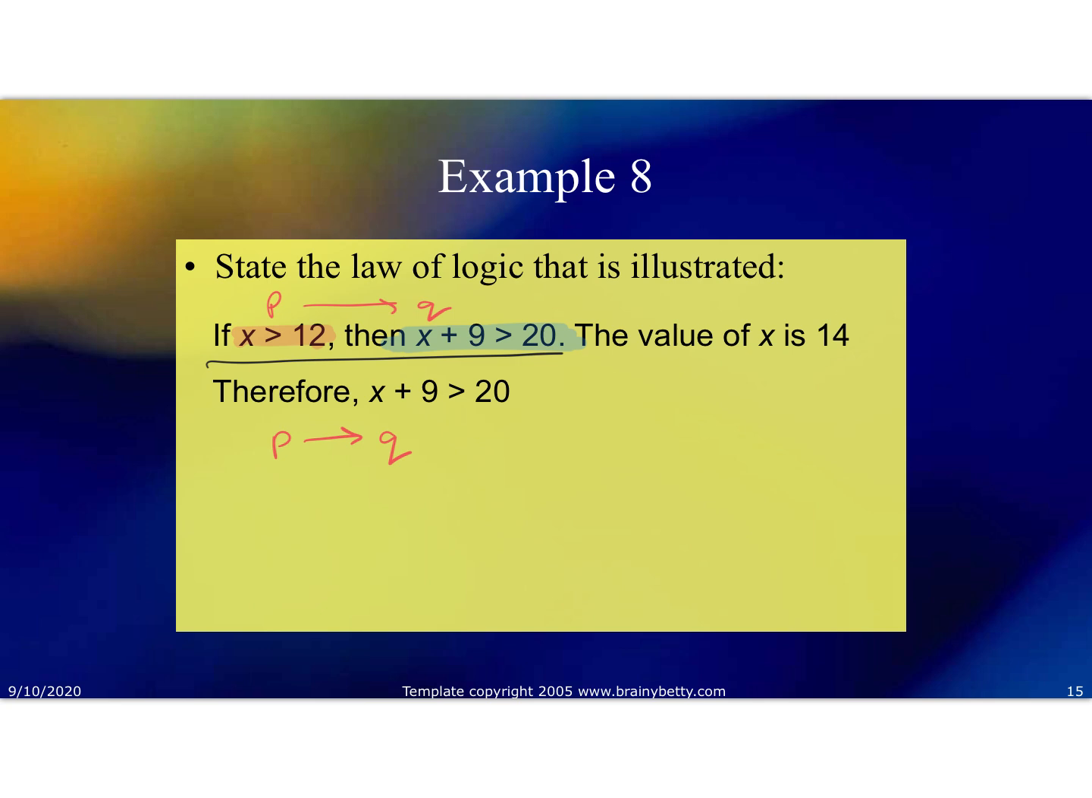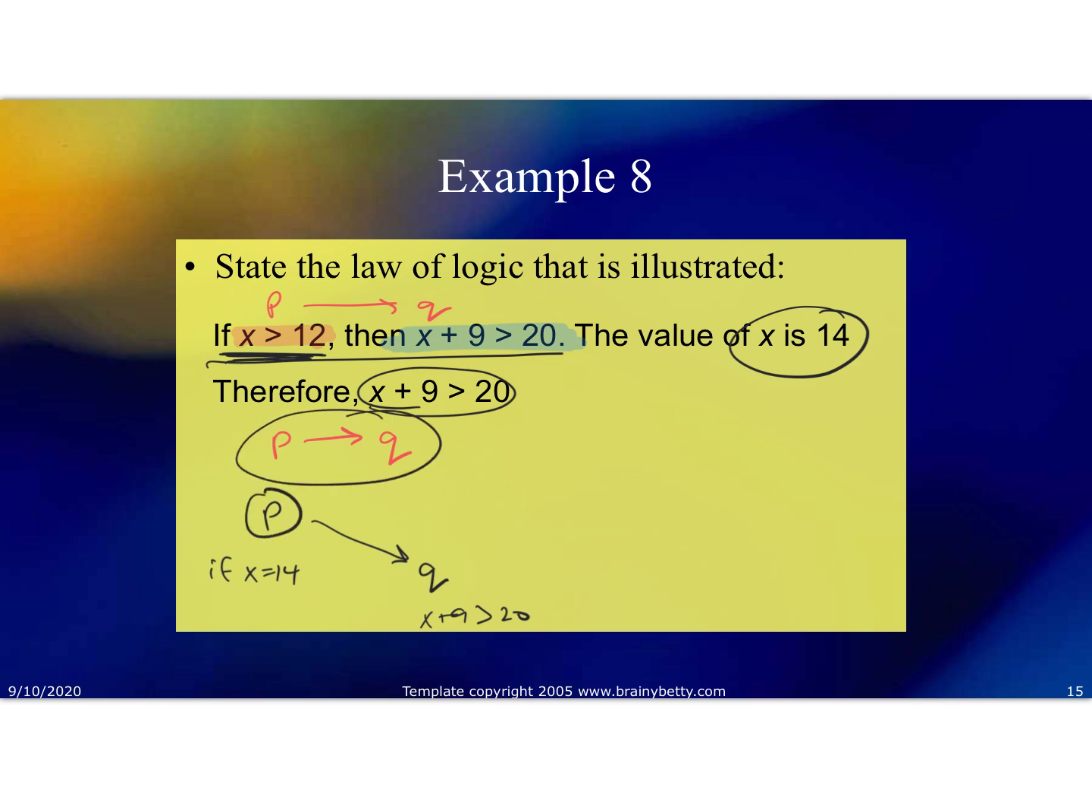Well, if x is 14, that means x is greater than 12, so they're giving me P. If x equals 14, they're giving me the P part, and therefore, notice that they're concluding Q. They're saying, well then Q, x plus 9 is greater than 20. Is that valid? Yes, because they gave me the biconditional, and then they gave me the first hypothesis, and now I can make this conclusion that this is true. And so this is the law of detachment.